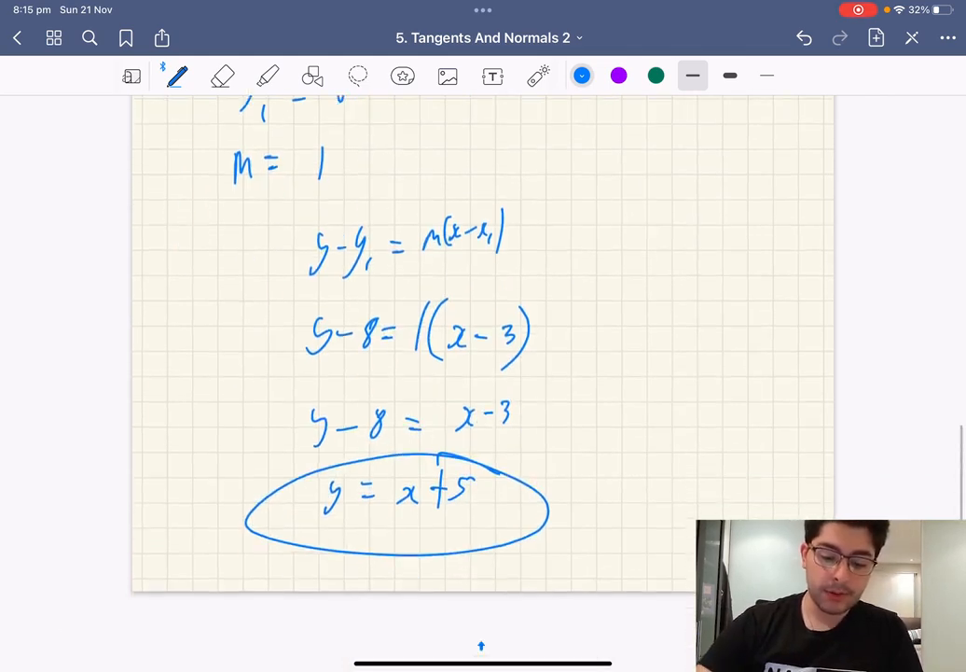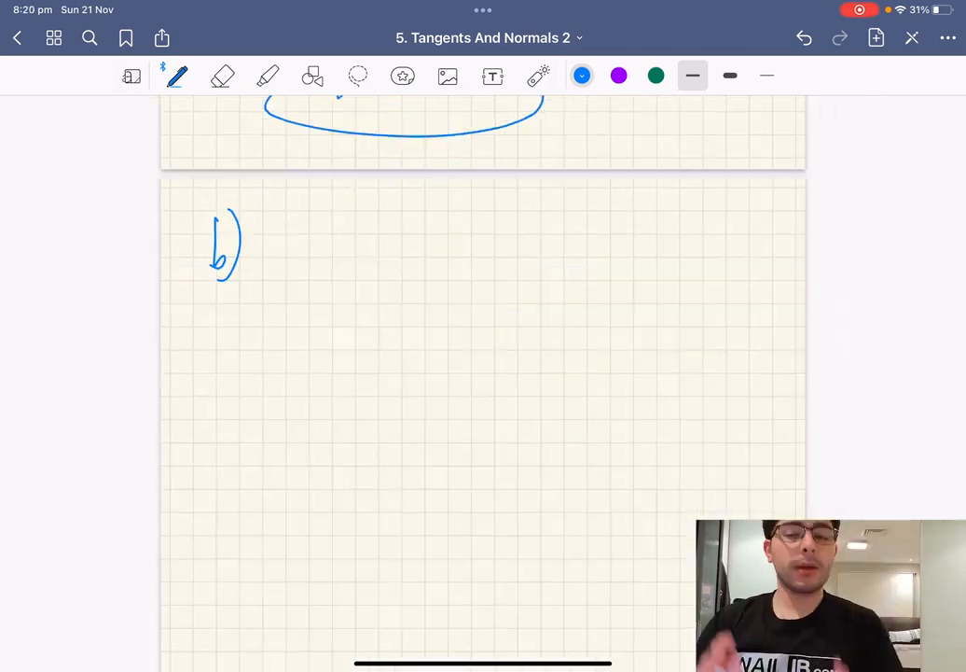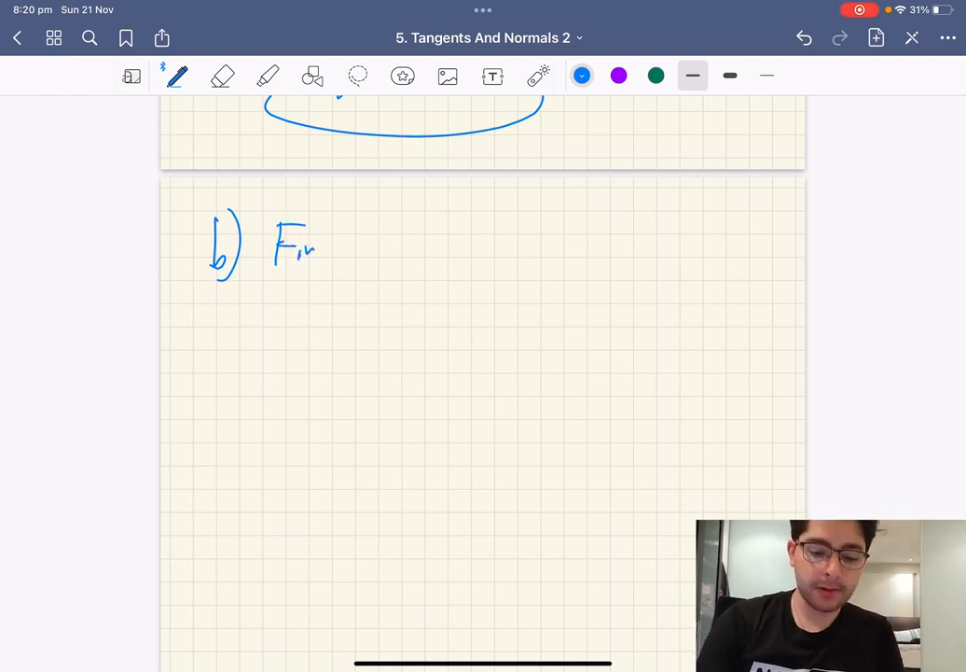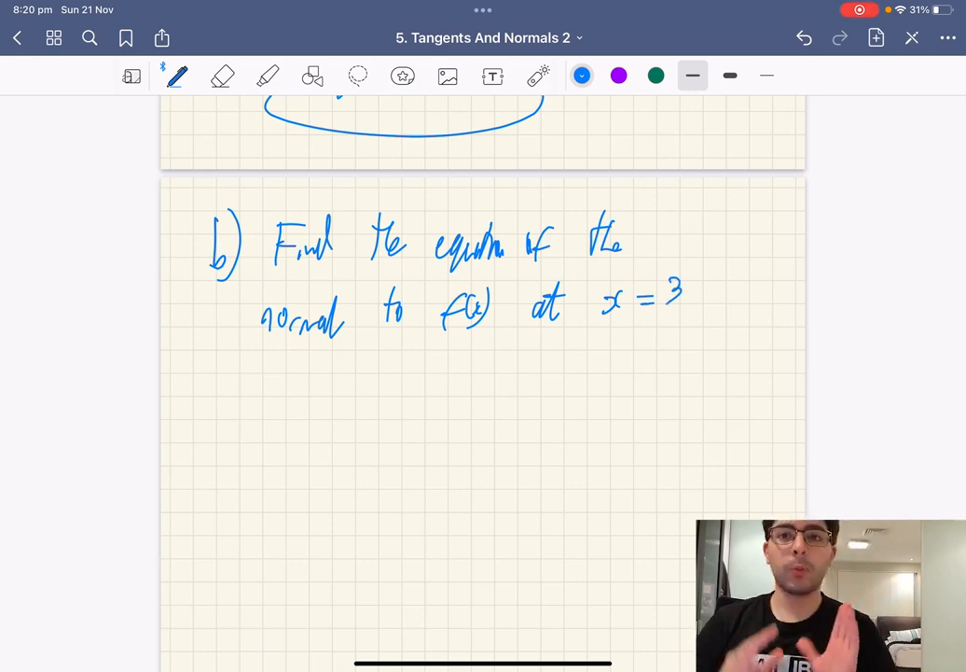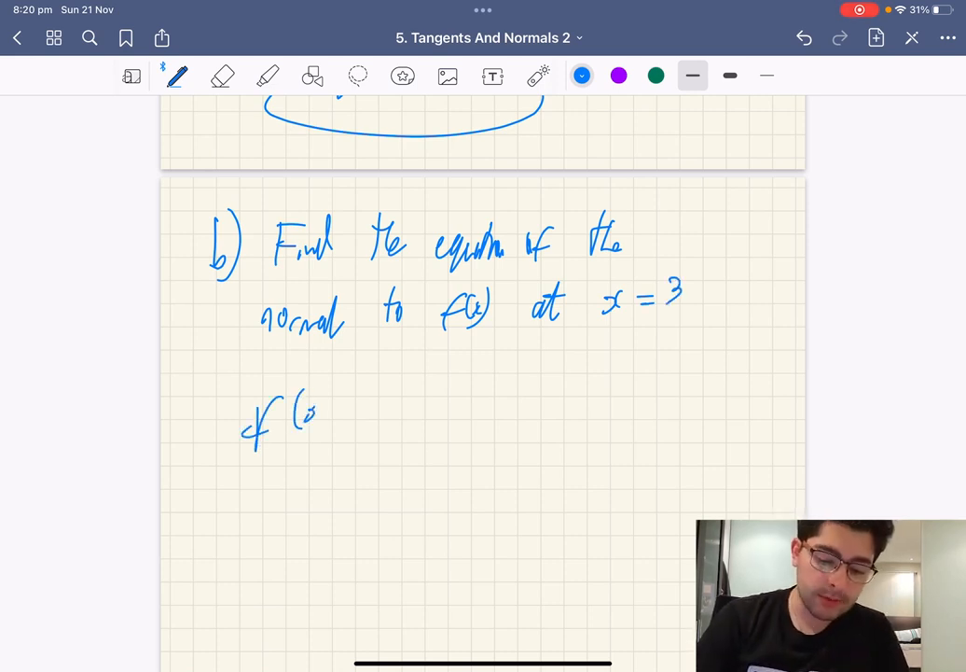Now that's part A. For part B, I'm going to say find the equation of the normal to f of x at x equals 3. So we're going to keep f of x the same. f of x is equal to e to the x minus 3 plus 7.